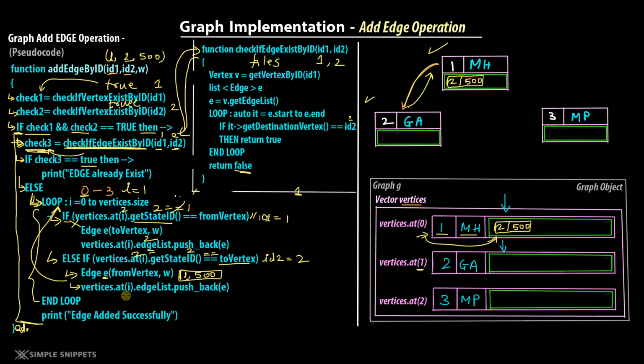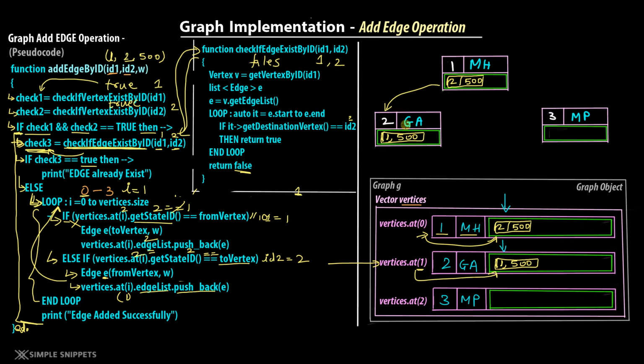So vertices at i is nothing but 1 right now. So vertices of i is over here. Dot edge list means we are accessing the edge list, and dot push_back means we are pushing this edge E into this edge list, which means we are pushing it over here also. And now guys, if you can see, we have connected Maharashtra to Goa and updated the edge list of Maharashtra with an edge, and the destination ID is 2, which is the ID of Goa, correct? So this edge is done.